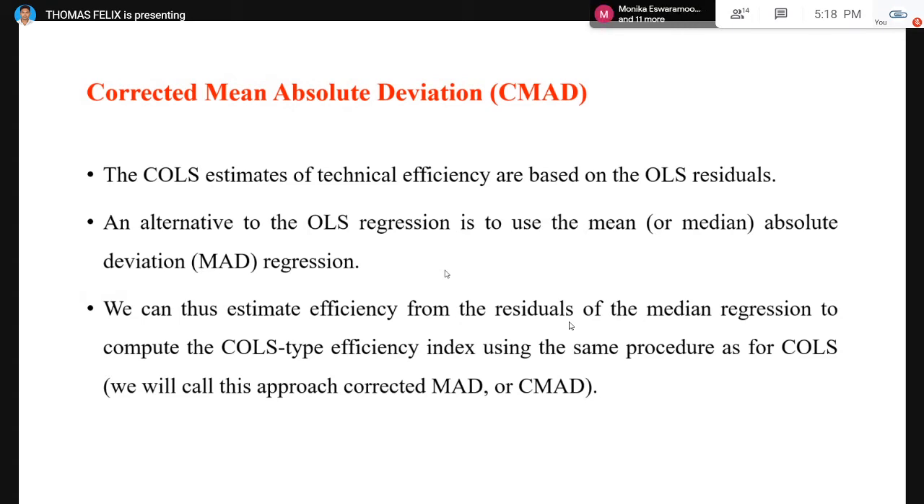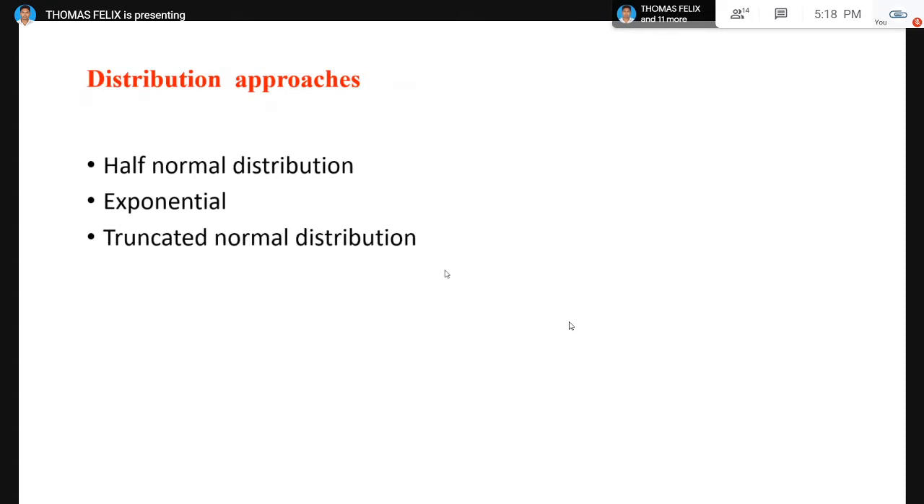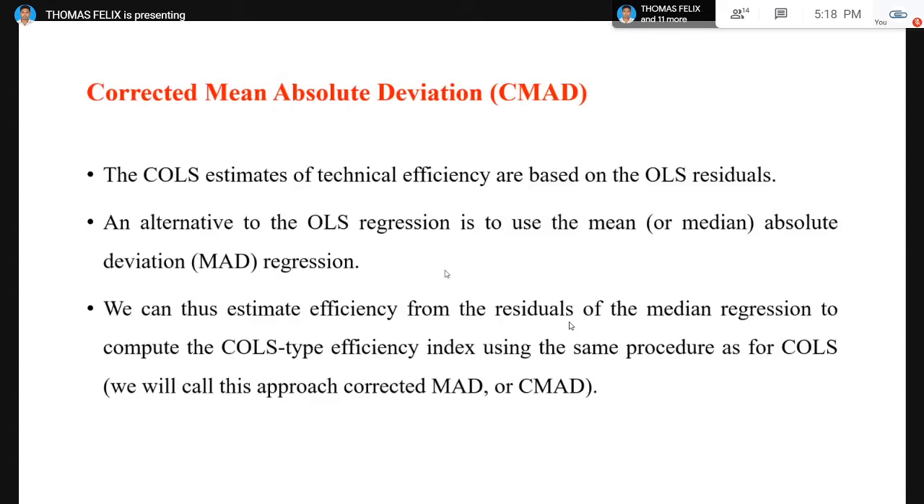For the case of corrected mean absolute deviation, we are going to use quantile regression. With that quantile regression, we will derive the technical efficiency. Similarly, the case of thick front error also follows the same pattern, but it includes some random error also. So CMAD and COLS assume the error is only the inefficiency error. It does not include the random error.